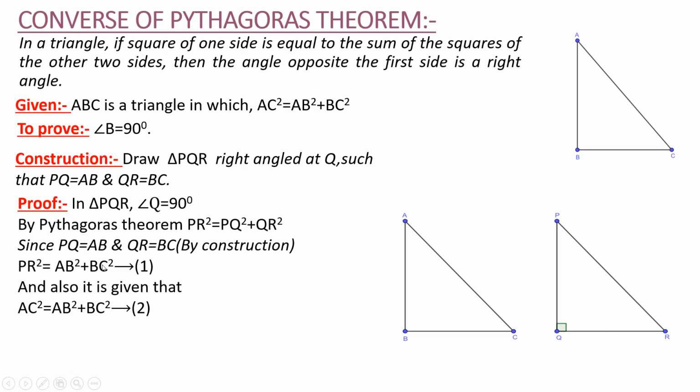By observing equation number 1 and the given equation as equation number 2, we may conclude that the RHS of both the equations are the same. Then if the RHS of these two equations are the same, the LHS of the equations are also equal. So PR square is equal to AC square. By taking square roots we get PR is equal to AC, and we call this equation number 3.